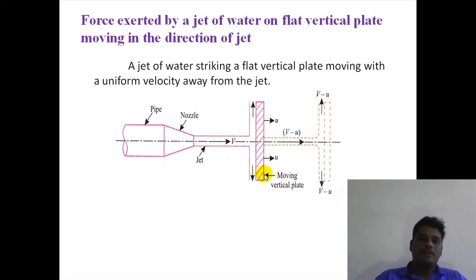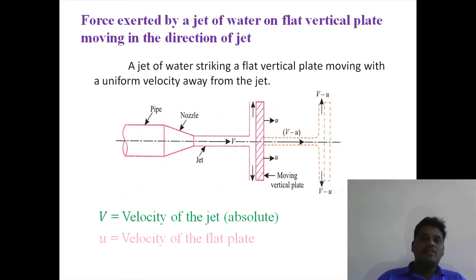This is because the assumed plate is a smooth plate. Whenever there is a smooth plate, there are no losses, and the velocity remains the same, equal to v minus u. Here v is the absolute velocity of the jet, and u is the velocity of the flat vane, the flat plate.